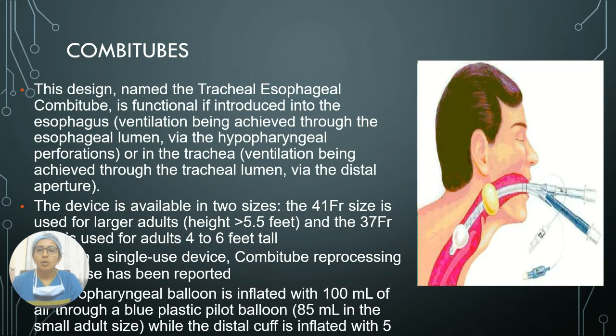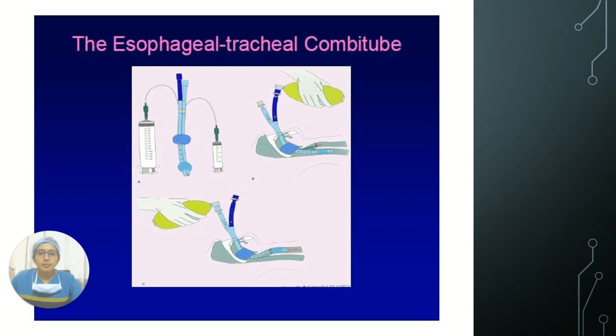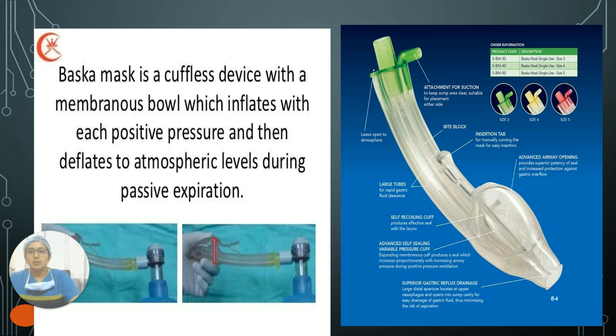Then we have combi tubes. This design, named the tracheoesophageal combi tube, is functional if introduced into the esophagus, with ventilation being achieved through the esophageal lumen via the hypopharyngeal perforators, or in the trachea, with ventilation being achieved through the tracheal lumen via the distal aperture. Here, as you can see, if it is placed in the esophagus, then we have the laryngeal apertures through which ventilation occurs, or when it is placed into the trachea, through the distal aperture.